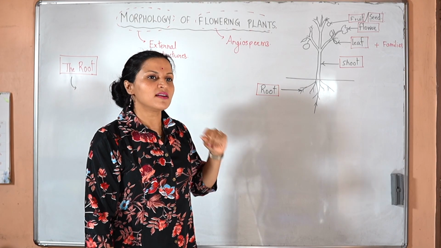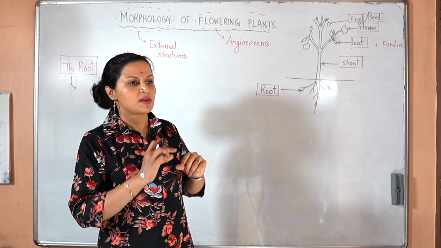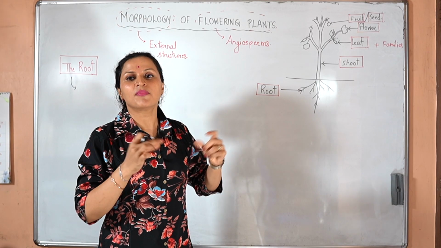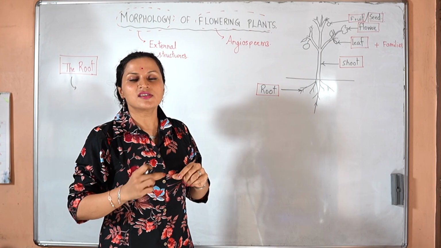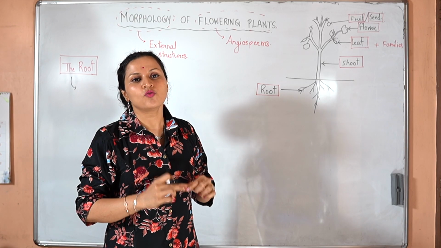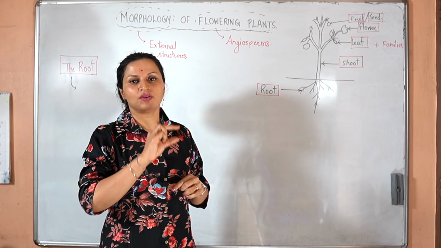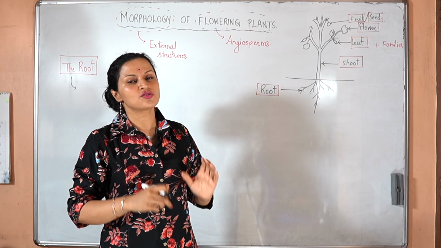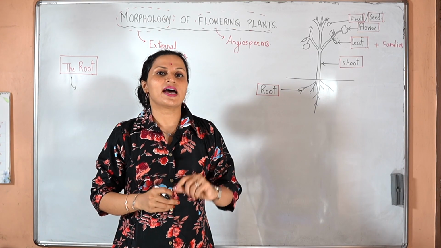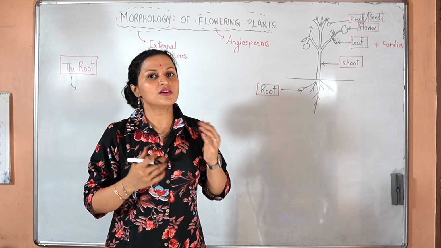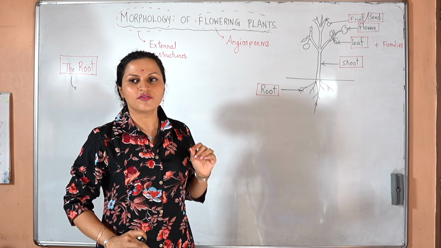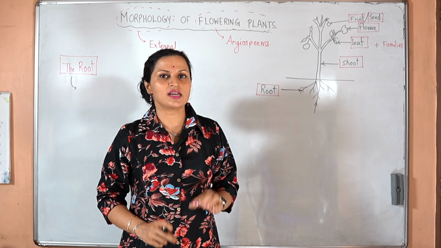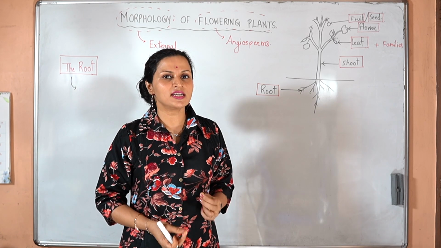The shoot will bear nodes on it. Nodes are specific regions on the shoot from which the leaves and the branches arise. The leaves and the branches arise only from the nodes, not from any random place in between. The region between two nodes on the shoot is called the internode. So the shoot has the nodes and the internodes, but the root does not have such nodes or internodes. The root lacks nodes and internodes. It lacks leaves. It is a non-green part of the plant.